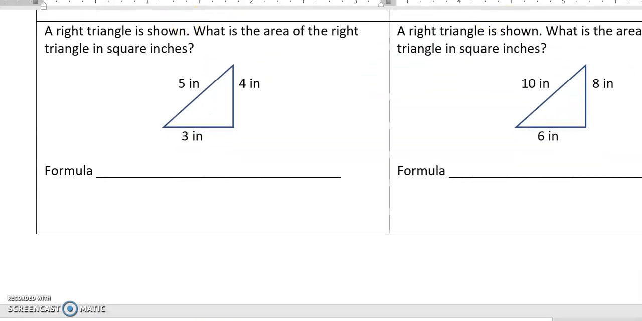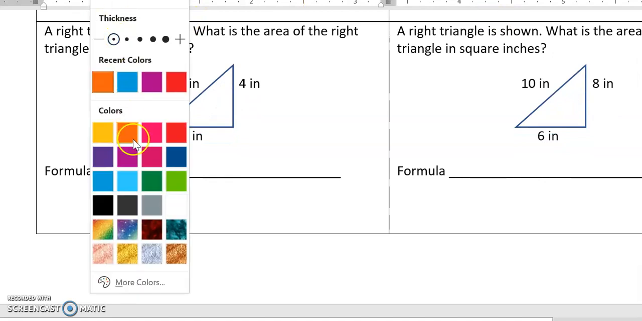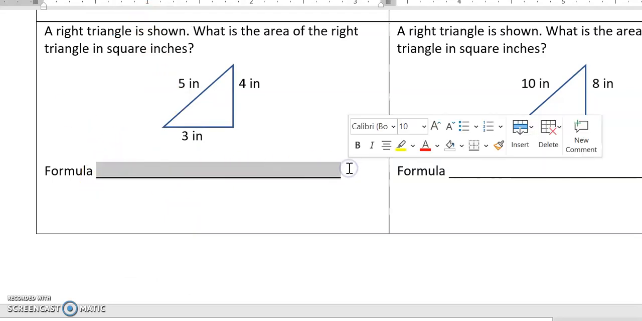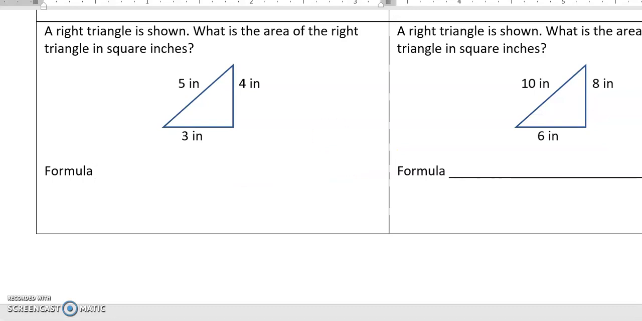A right triangle is shown below. What is the area of the right triangle? I'll use this color. Square inches. So first, again, write the formula. And yes, you need to write this formula for every problem. I'm going to write it out. Base times height. And it is a triangle. So I said a triangle was similar to a trapezoid, the formula. So I'm not doing just the base times height. That's parallelogram. What am I supposed to do next?